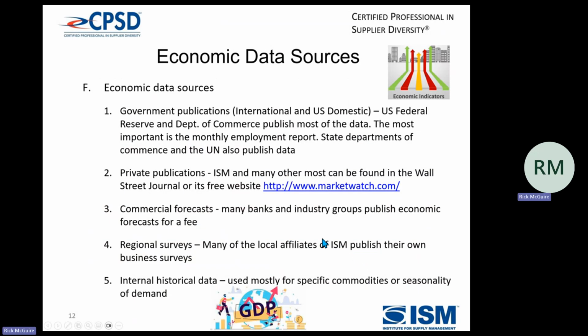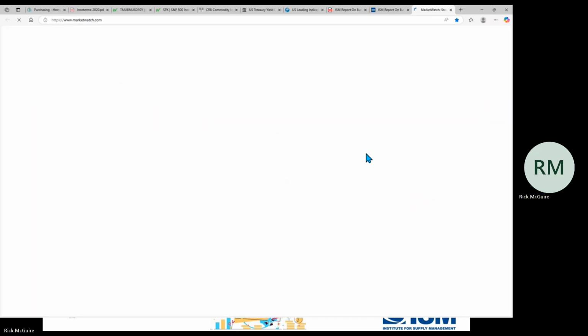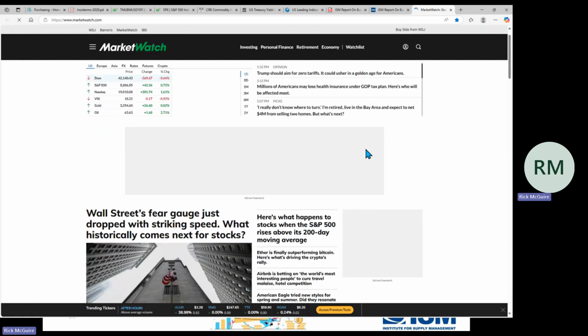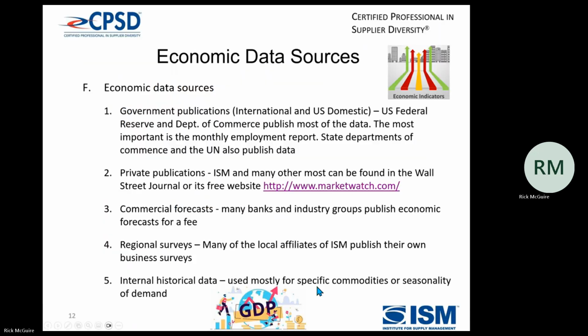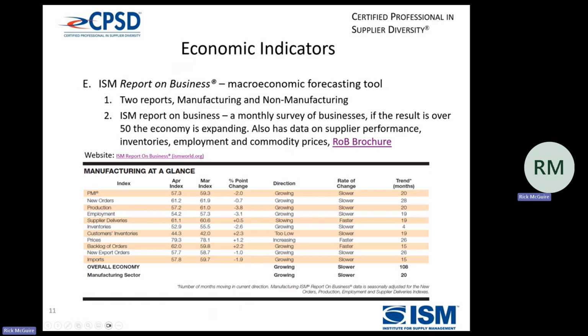Economic data sources, government publications. The Federal Reserve and Department of Commerce publish most of the data. State departments of commerce and the UN also publish data. So private publications, ISM is a private publication. Other things like the Wall Street Journal, MarketWatch.com. I don't think this thing's still free. Commercial forecasts. Many banks and industry groups publish economic forecasts for free.